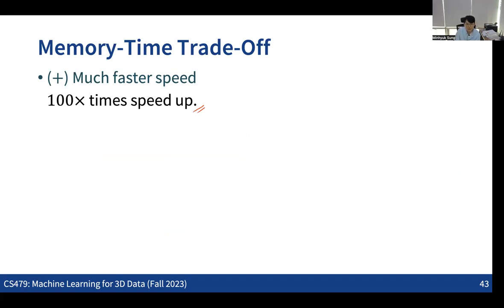So this is good. What would be the downside of using the voxel representation? Any thoughts? What would be the downsides of using this idea?